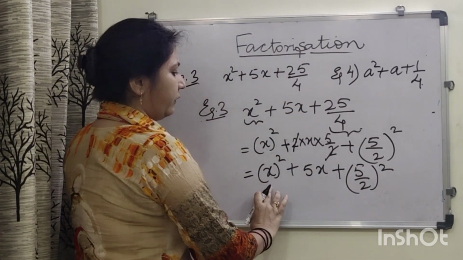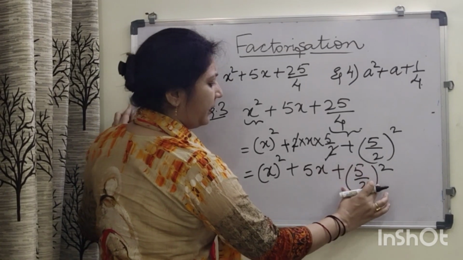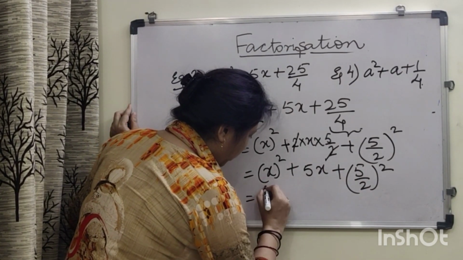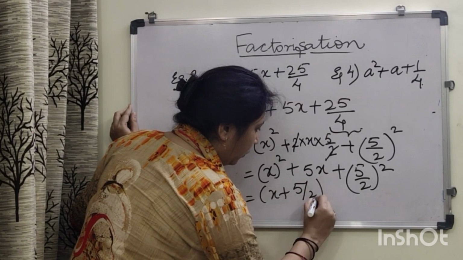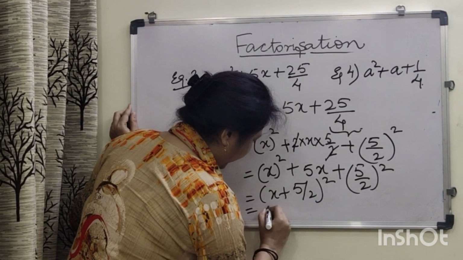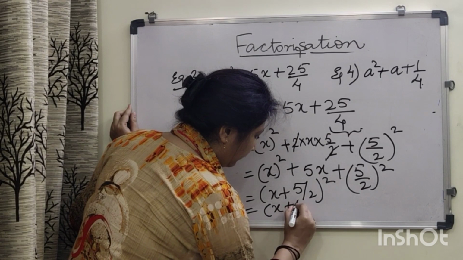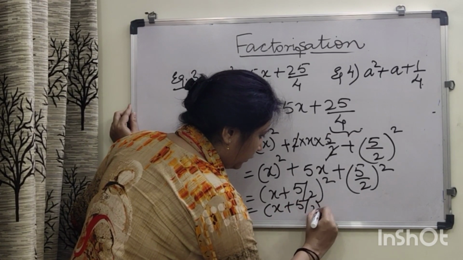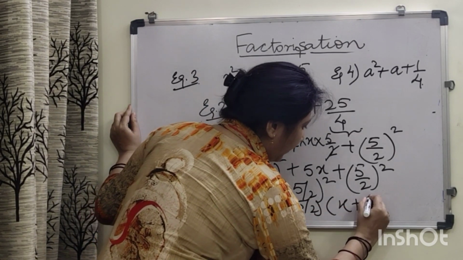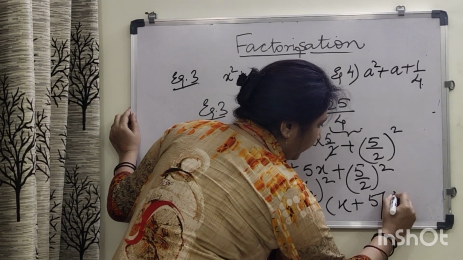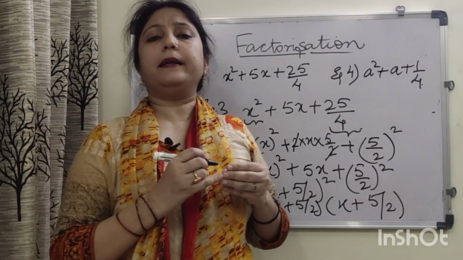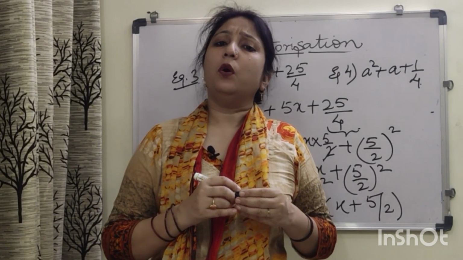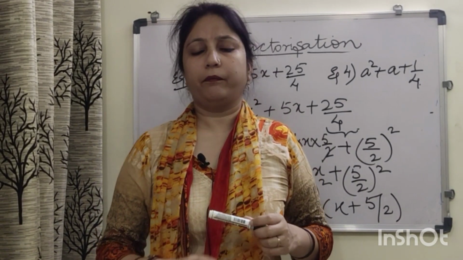That means a square plus 2ab plus b square. So what comes the answer? X plus 5 by 2 whole square. If you write in simplest way, x plus 5 by 2 into x plus 5 by 2, by the identity a plus b whole square.